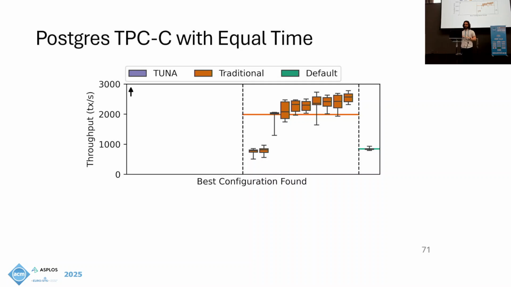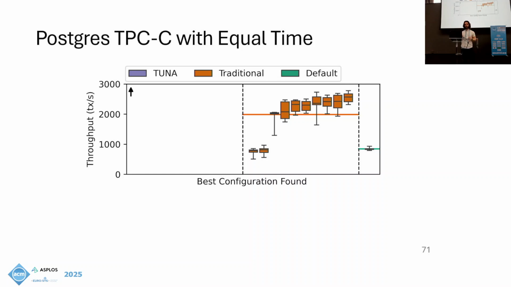So starting with looking at just this traditional setup running on Postgres, running TPCC, we evaluate traditional and TUNA at an equal time budget. So we run them for the same amount of time, and we can see that each bar plot here represents one run that we did. And then each point in the bar plot represents a single evaluation essentially on a production deployment. And we also compare this to the default configuration.